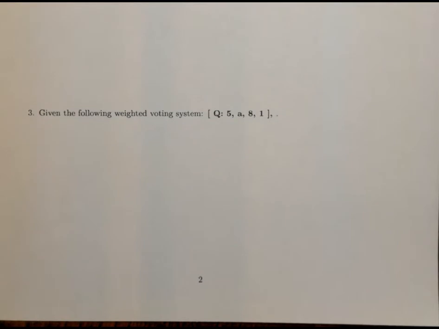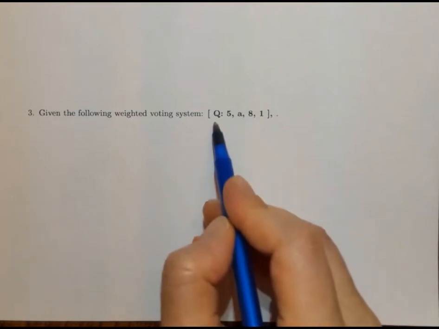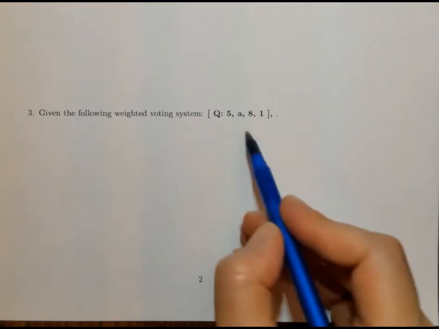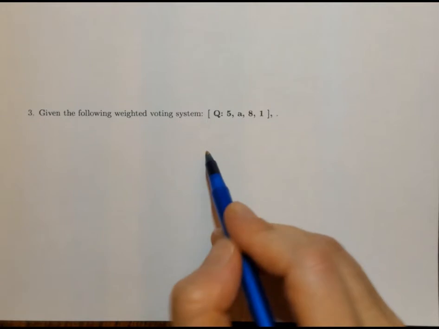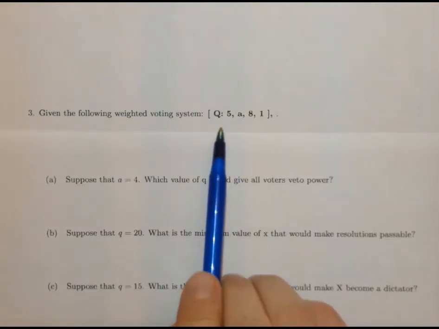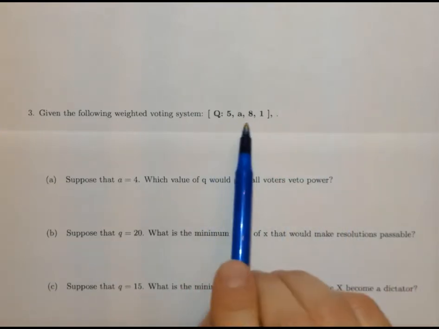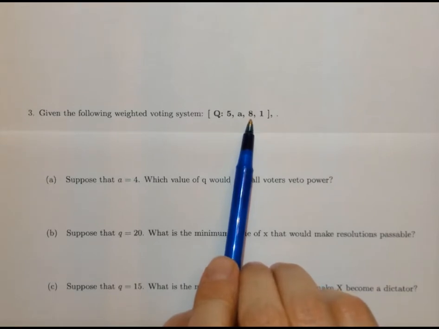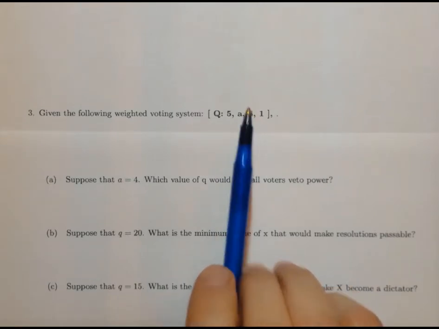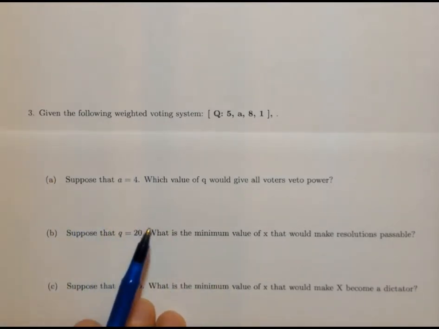Let us consider the following weighted voting system. So we have quota Q and 4 voters. The voter with the weight 5, the voter A with the weight not given, the voter with weight 8, and the voter with weight 1. So suppose that A is 4. Which value of Q would give all voters a veto power?